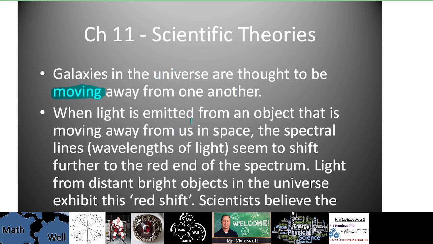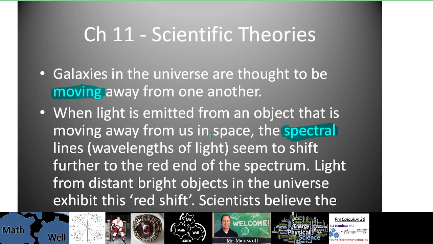When light is emitted from an object that is moving away from us in space, the spectral lines, that's one of the things that I asked you to look at. The spectral lines, what are they? They are basically wavelengths of light that show up on the electromagnetic spectrum. I don't have a diagram here, but I will show you one later. These are specific wavelengths of light. I don't know if you guys knew this, but the reason why we see different colors is because there are different wavelengths of light coming into our eyes, and we are interpreting these different frequencies and wavelengths. Different colors have different characteristics. Some colors are absorbed and some are reflected away, and that's why we see different colors.